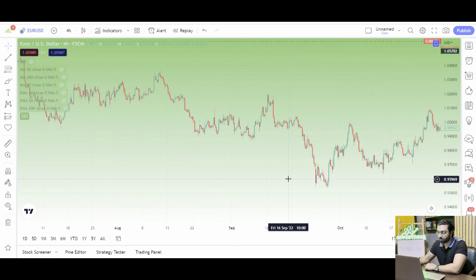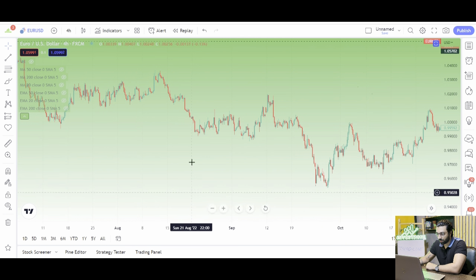So let's start. Traders, here in front of you is a chart of EUR/USD and the time frame is 4 hours. The first thing we have to find out is what the current trend is, either bullish or bearish. First we will find out the trend, then we will draw a trend line, and then we will learn how to trade on that trend line. So, first step: what is the trend right now?